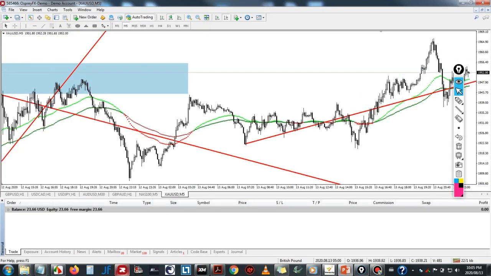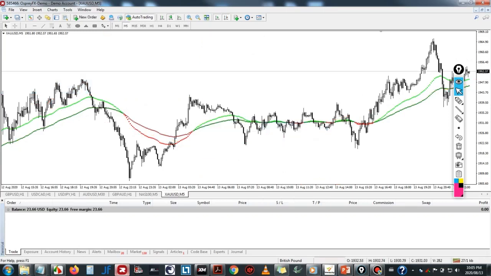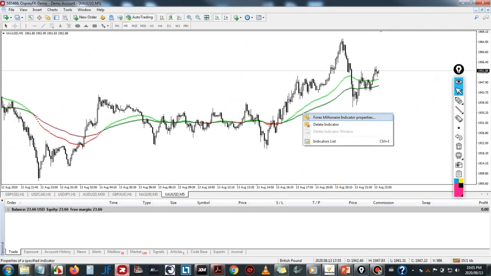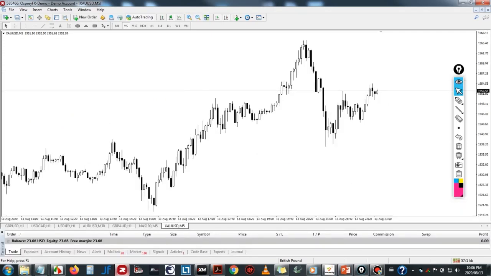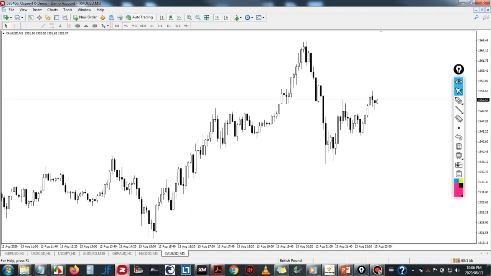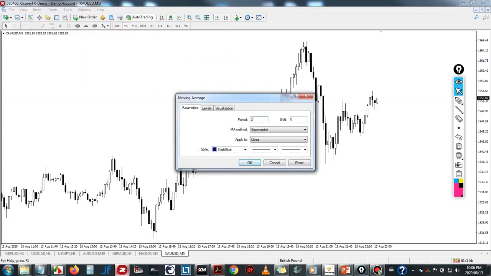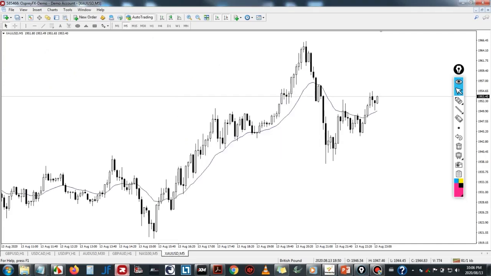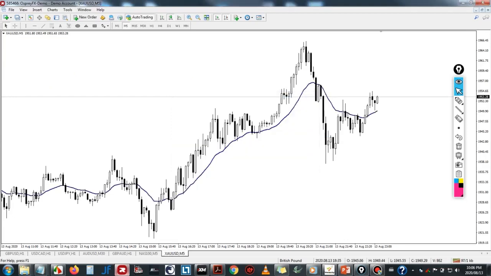So the first thing that I'm going to do on this chart is to clear my chart and make sure that it's clean, and use a black and white chart. Let's remove the indicator that I was testing on this demo account. Let us add a 20 exponential moving average, make it blue in color, and increase the width of the indicator. I think now it's fine.